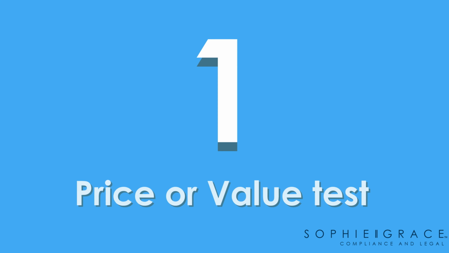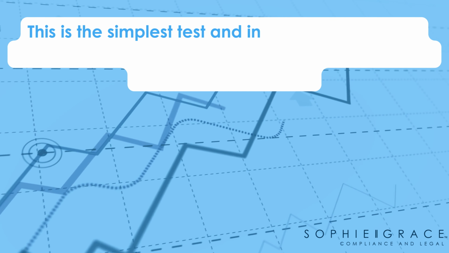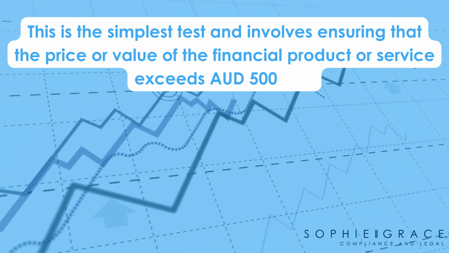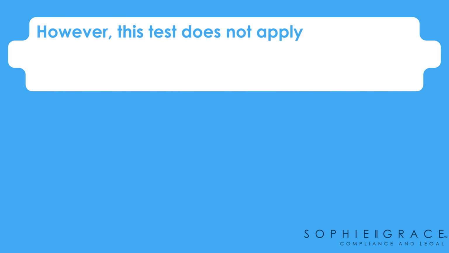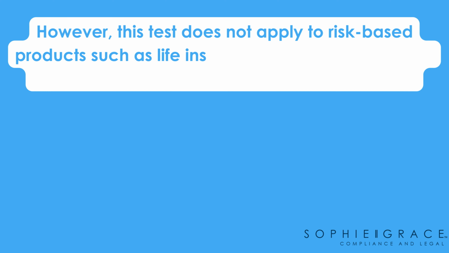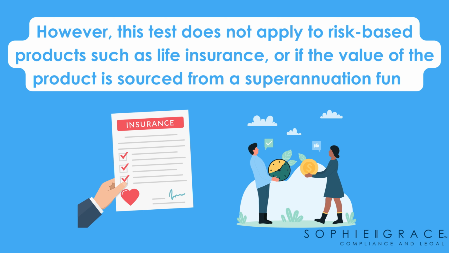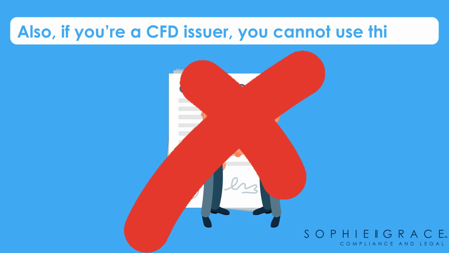Firstly, let's look at the price or value test. This is the simplest test and involves ensuring that the price or value of the financial product or service exceeds 500,000 Australian dollars. However, this test does not apply to risk-based products such as life insurance or if the value of the product is sourced from a superannuation fund. Also, if you're a CFD issuer, you cannot use this test.